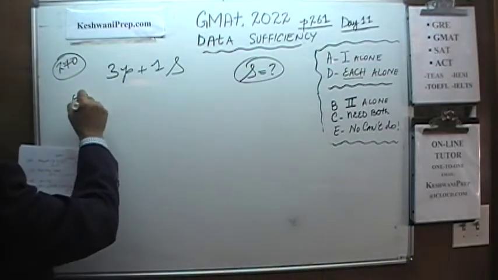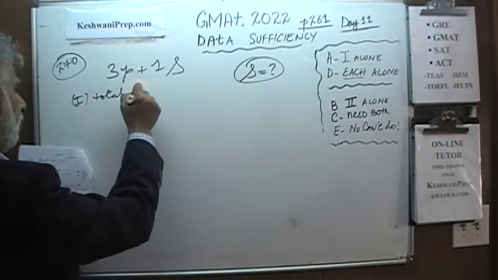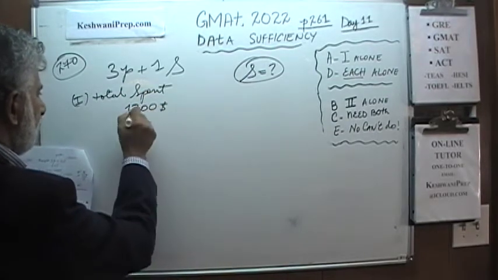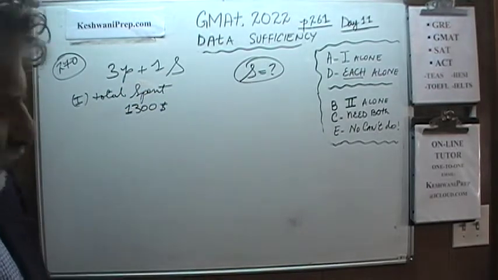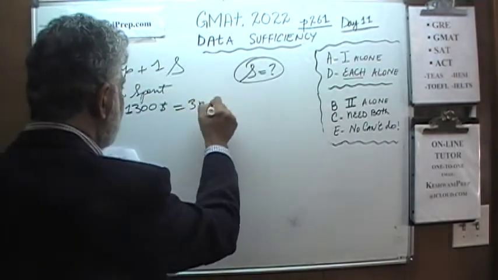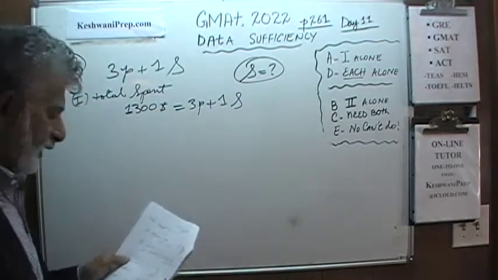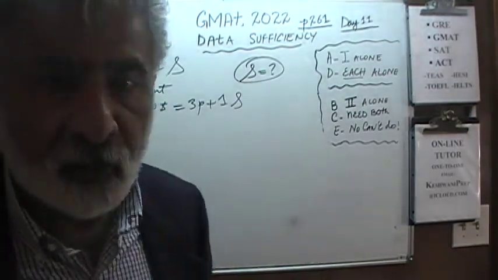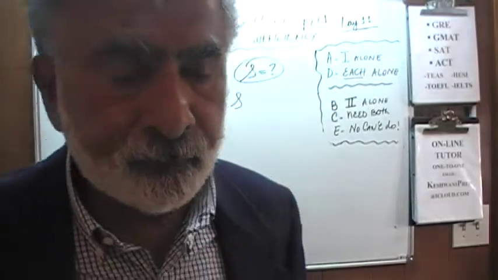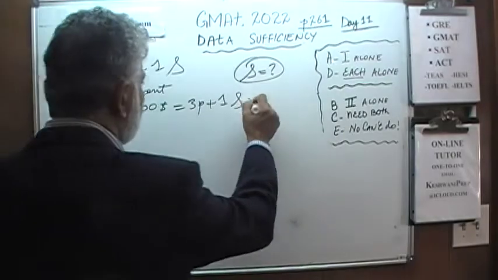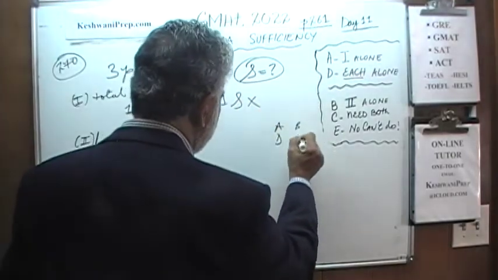The first statement tells us that the total spent was $1,300. We spent a total of $1,300 on buying these three printers and one scanner, which means 3P plus 1S equals $1,300. That by itself does not enable us to figure out S, because we have two unknowns, only one equation. The first statement does not do the job. A, D, B, C, E.